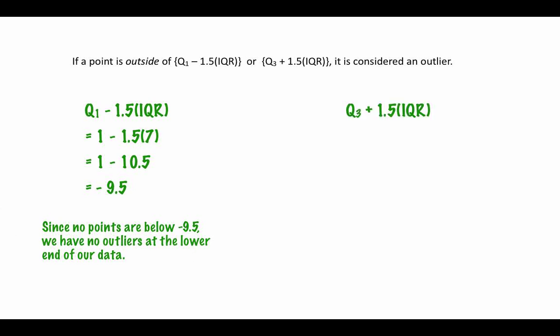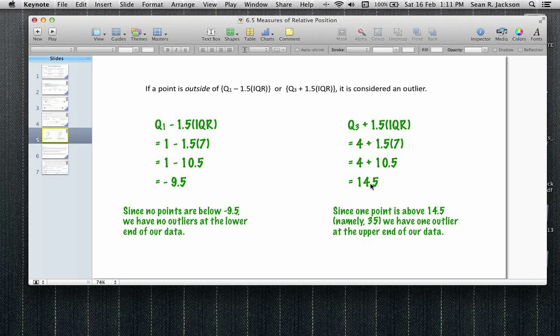Now, if we look at the upper end of the data, which is where we think there might be an outlier, we say Q3 plus 1.5 times the interquartile range, which would be 4 plus 1.5 times 7. I'm actually just realizing right now this is an error. Q3 should be 8. So 8 plus 1.5 times 7, 8 plus 10.5, is actually 18.5.